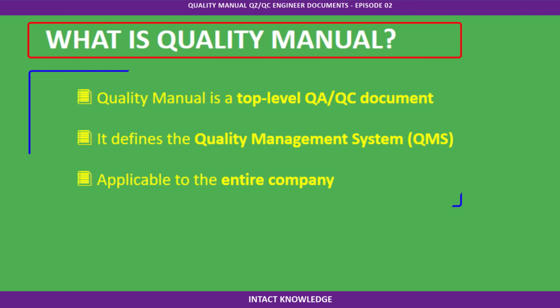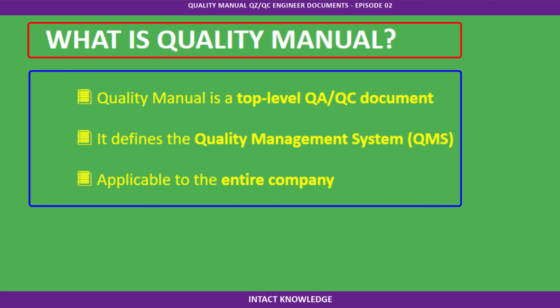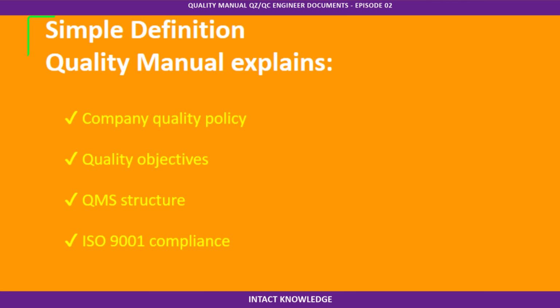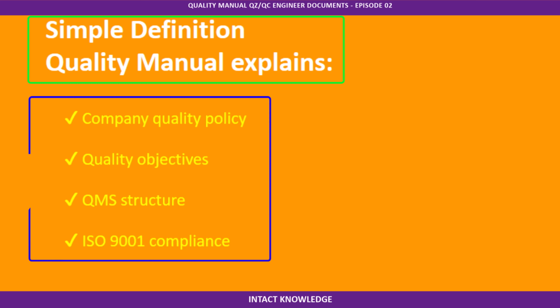What is a quality manual? A quality manual is a top-level document that defines how a company manages quality. It describes the quality management system, QMS, of an organization at the company level. Simple definition: quality manual is a document that explains company quality policy, company quality objectives, structure of QMS, and compliance with ISO 9001. In simple words, the quality manual explains how the company ensures quality in all its projects in compliance with ISO 9001 standards.